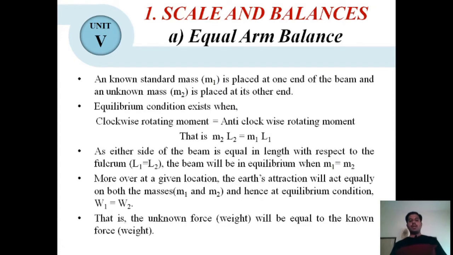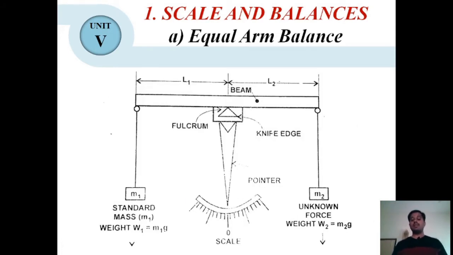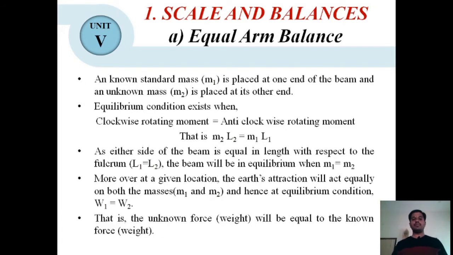Okay, next, this is the working procedure. Known standard mass M1 is placed at one end of the beam, and unknown mass M2 is placed at the other end. So there will be two masses as usual. One is the standard mass and the other one is the unknown mass, which are placed on either side of the beam. So the equilibrium condition.